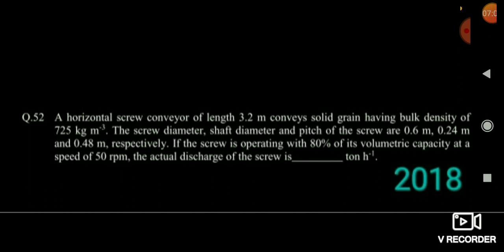Friends, here a horizontal screw conveyor of length 3.2 meter is given. Bulk density is given in the question, screw diameter is given, shaft diameter is given, pitch of screw is given, and it is saying that the screw is operating at 80% of volumetric capacity, and the RPM is 50. So it is asking about the discharge in tons per hour.